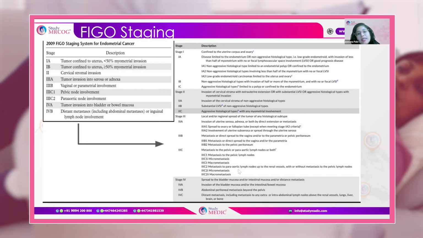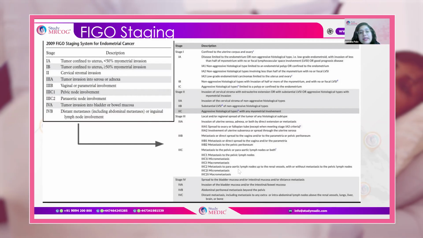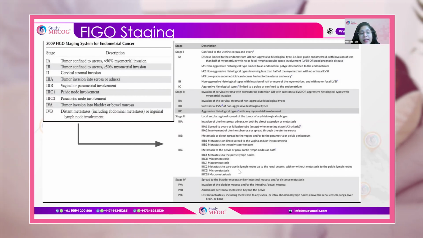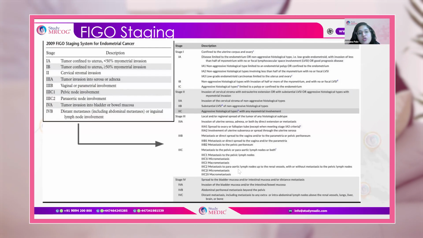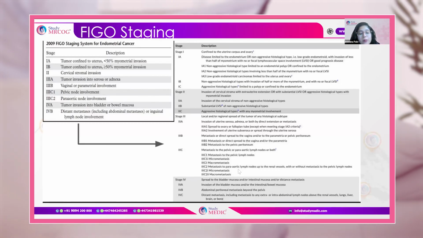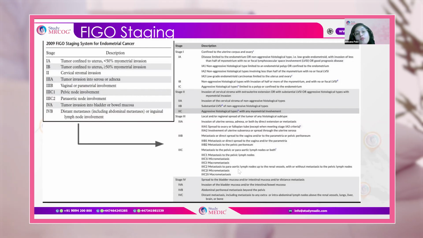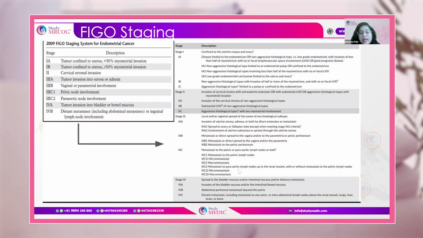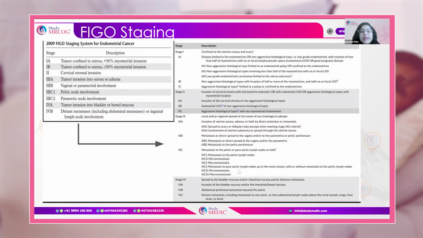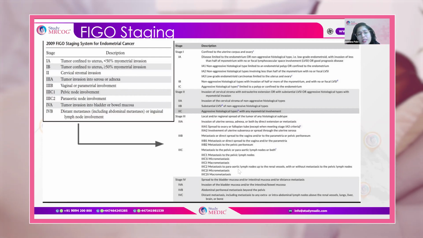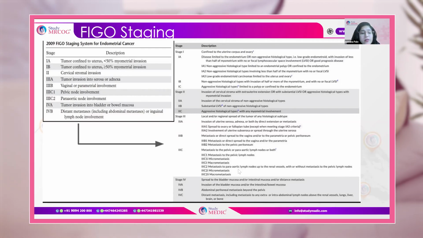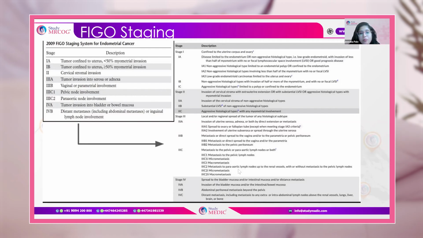Now coming to stage 2. So stage 2, what they have seen, in case the cervix is involved or there is LVSI or it is an aggressive type, that they have included in stage 2. So stage 2A is cervical stromal invasion, stage 2B is substantial LVSI of non-aggressive histological types, and stage 2C is aggressive histological type with any myometrial involvement, irrespective of whether it is less than 50% or more than 50%, it doesn't matter, but if it is an aggressive histological type.